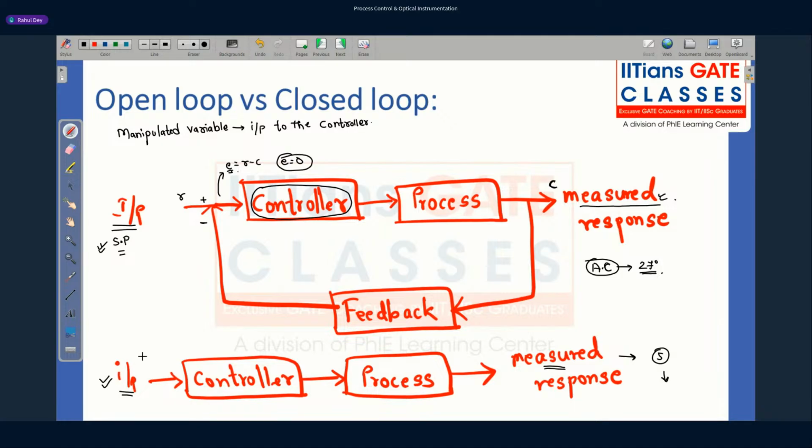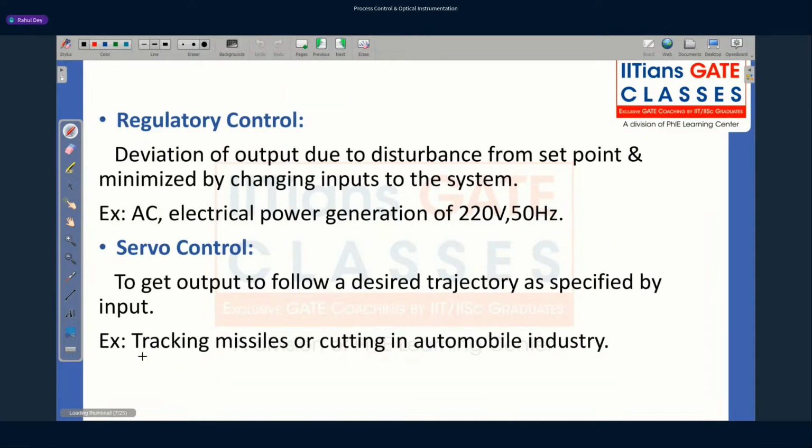This is your open loop where you need to take action. Whereas in your closed loop, once you have given the set point, automatically the controller or the process itself is going to take care of itself. Okay, any doubt in this? Fine. So now let us see some different kinds of control.